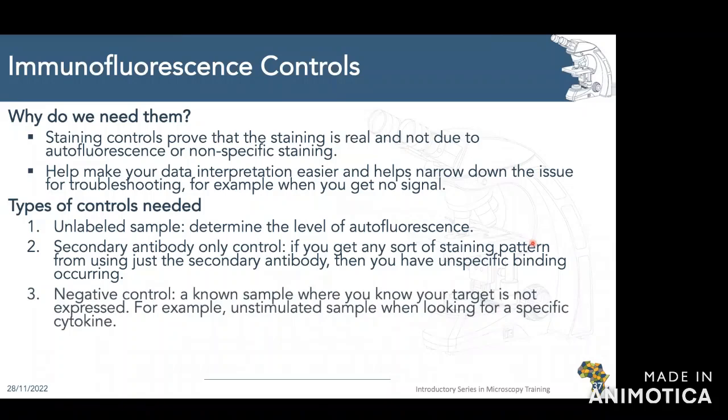A negative control isn't always possible, but ideally you have a sample where your target is not expressed or you can block it, for example an unstimulated sample. This is a really nice one to have to show that your target doesn't just come up randomly. Then a positive control, also difficult to get sometimes, is a sample where the target is expressed, so that you can ensure your antibody is binding to this target and you know it's there. But this isn't always possible, whereas unlabeled samples and secondary antibody controls should always be included.